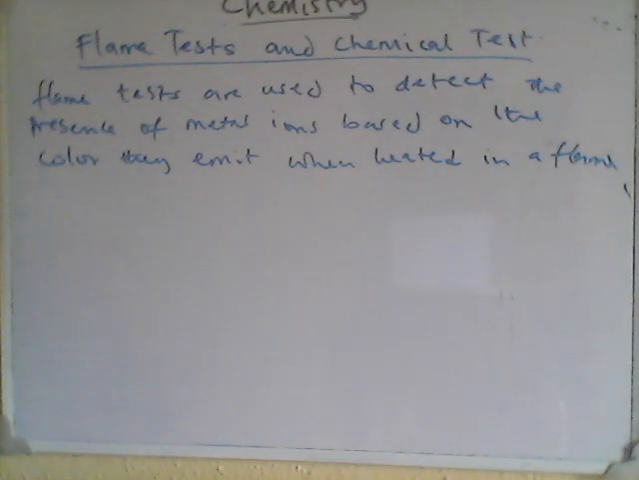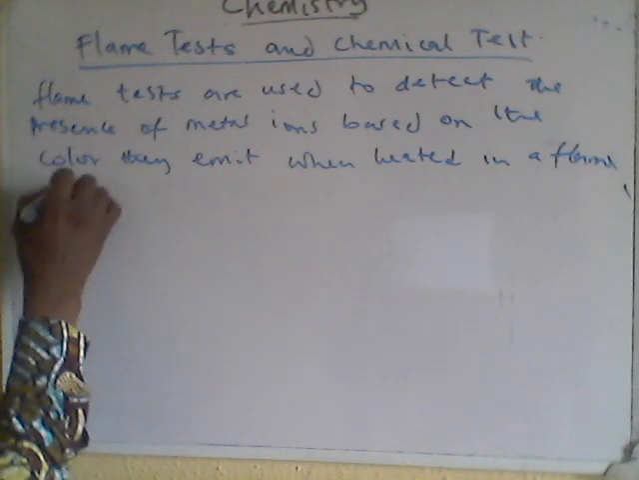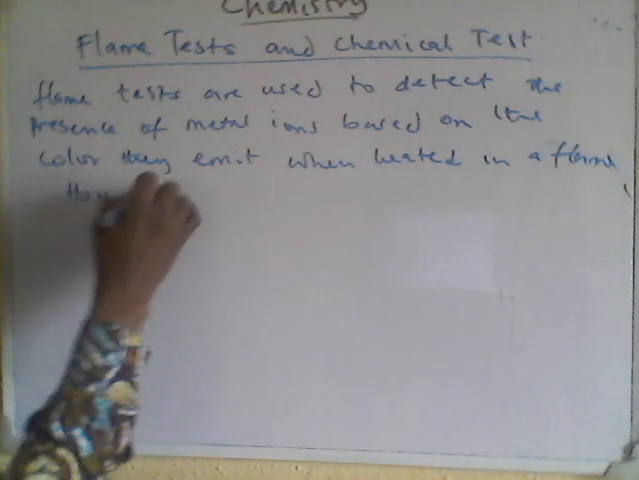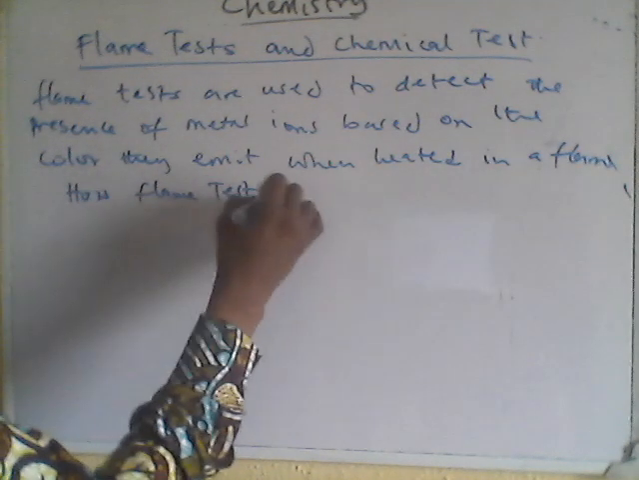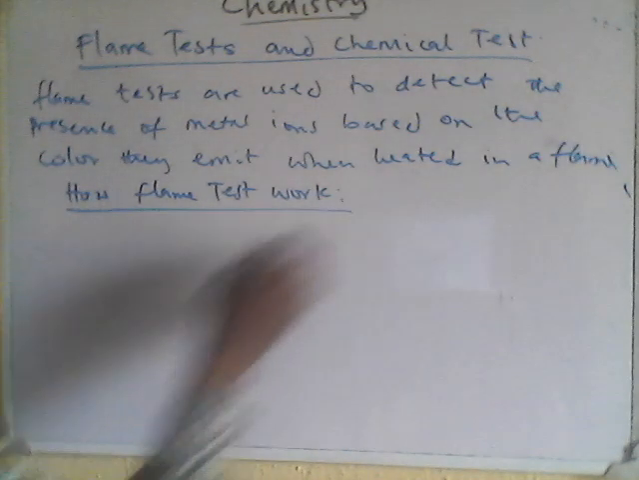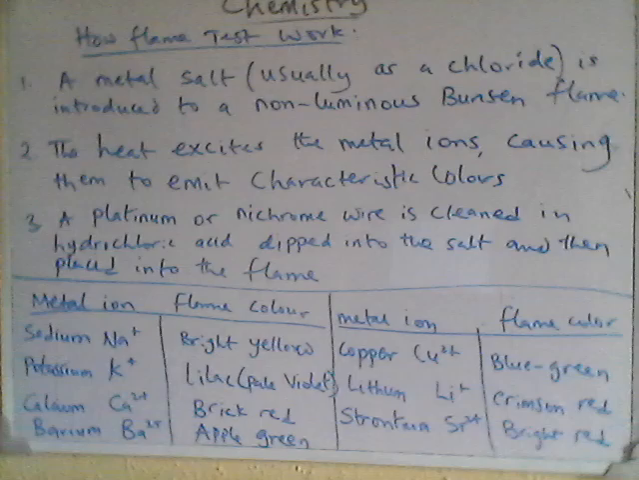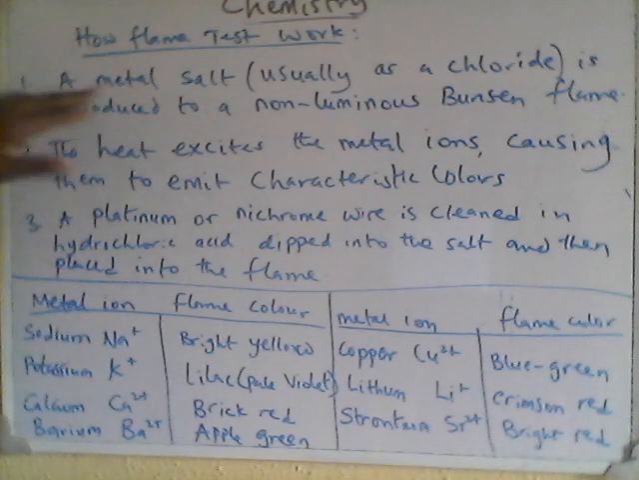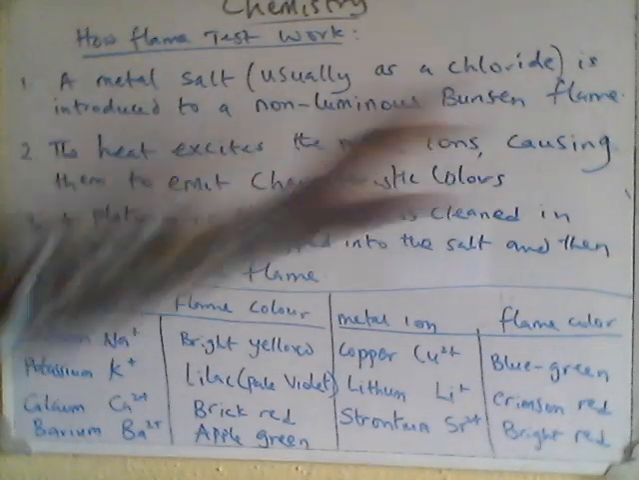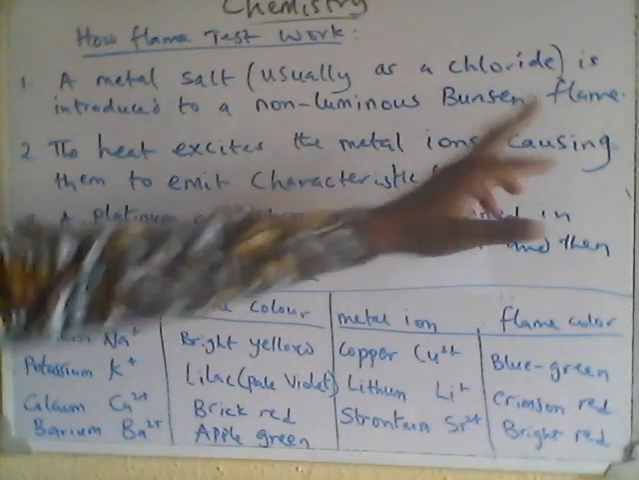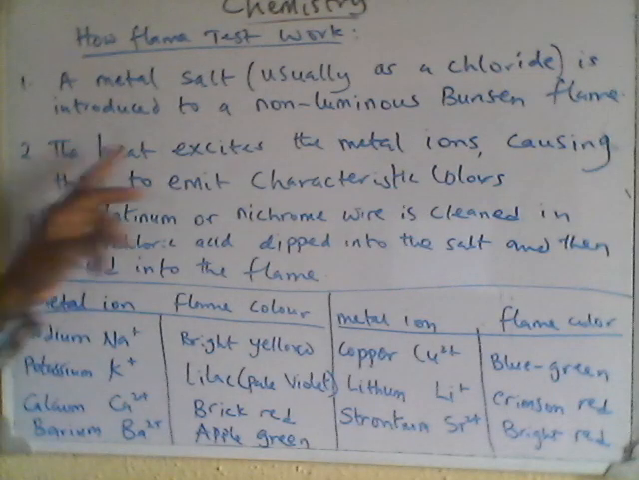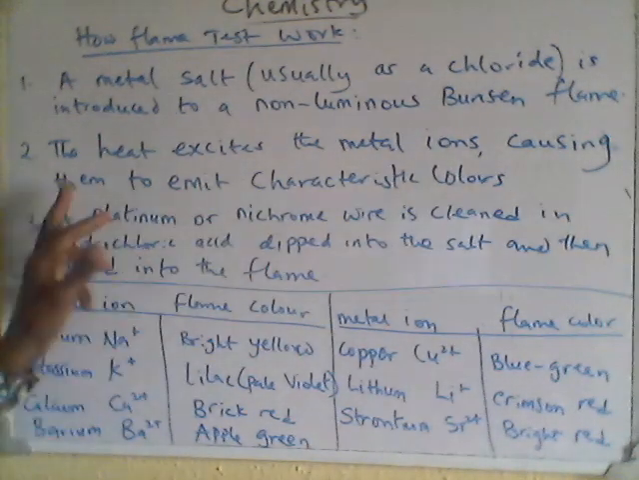So how does it work? Let me just put out the procedure. How flame tests work. So the first thing to do is that a metal salt, usually a chloride, is introduced in a non-luminous Bunsen flame. Then the heat excites the metal ions, causing them to emit characteristic colors.